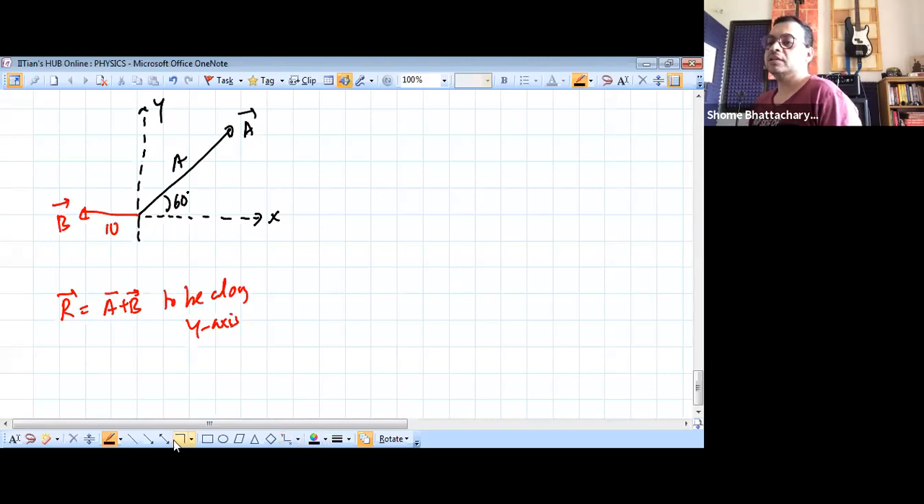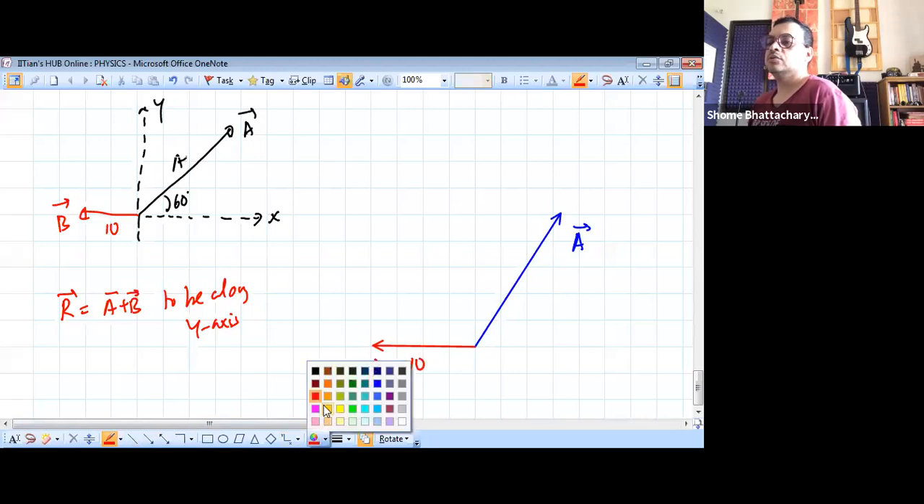Unlike the triangle law, in the parallelogram law we don't draw the vectors head to tail. We draw them from a common origin, so it's more like the given diagram. That is one more advantage. If we use the parallelogram law, you don't even need to change the diagram. We can use the same diagram given in the question because it is already drawn from a common origin. So this is the vector A, there is the vector B, B was 10 in magnitude, and this angle is 60 degrees.